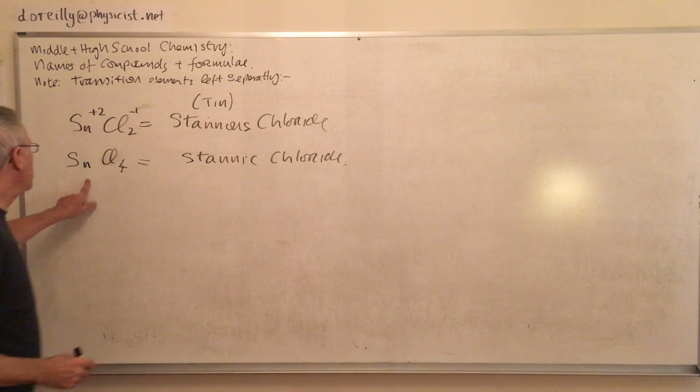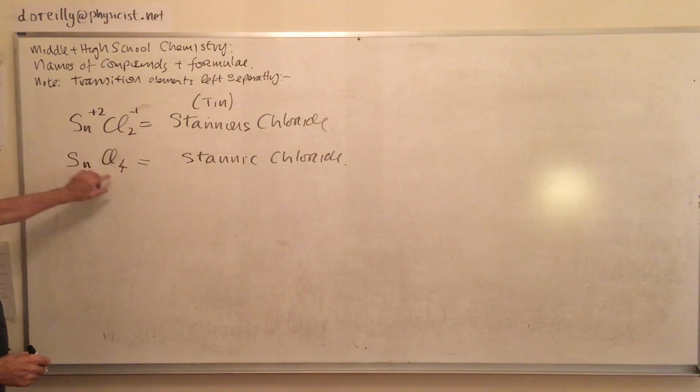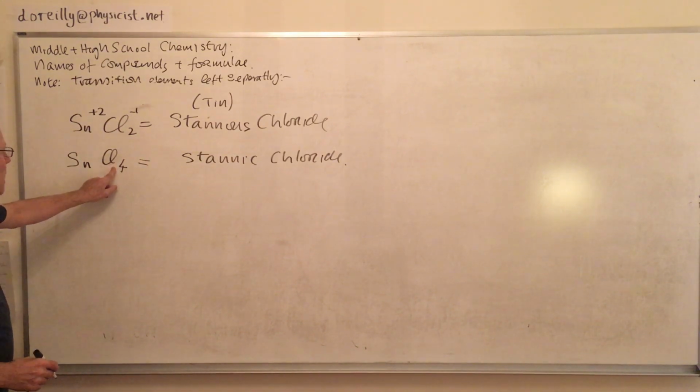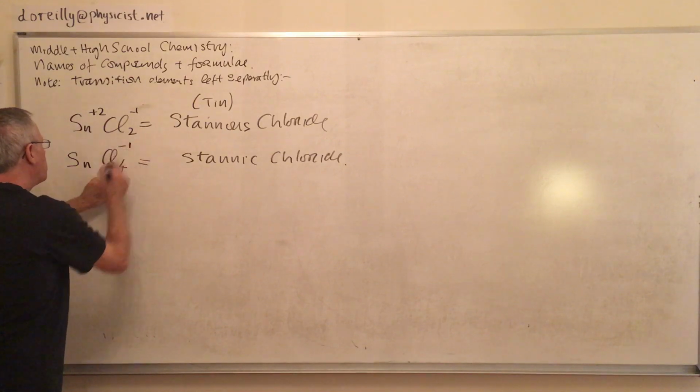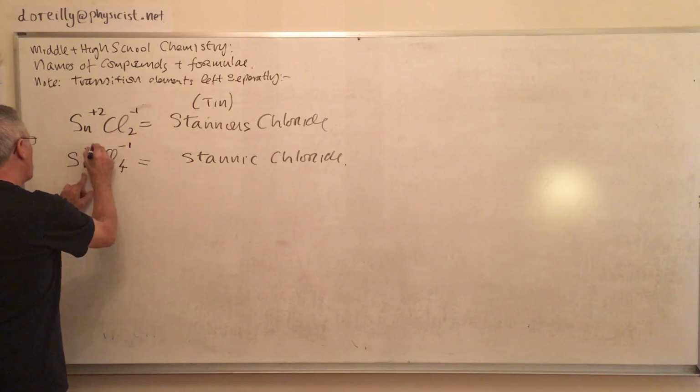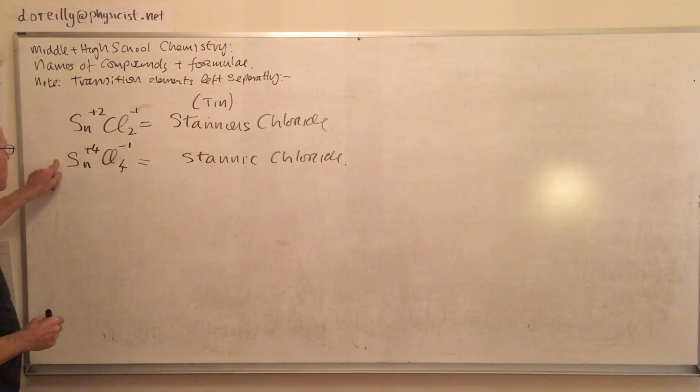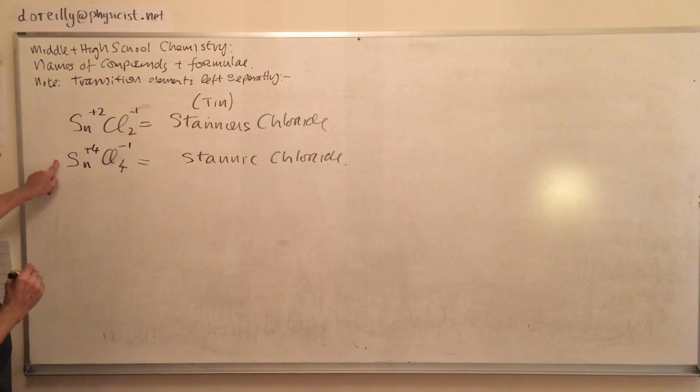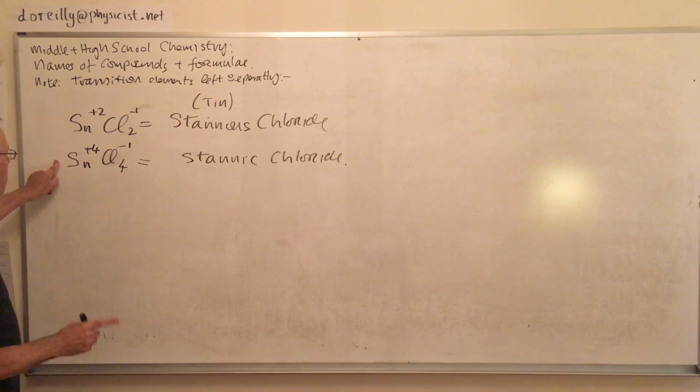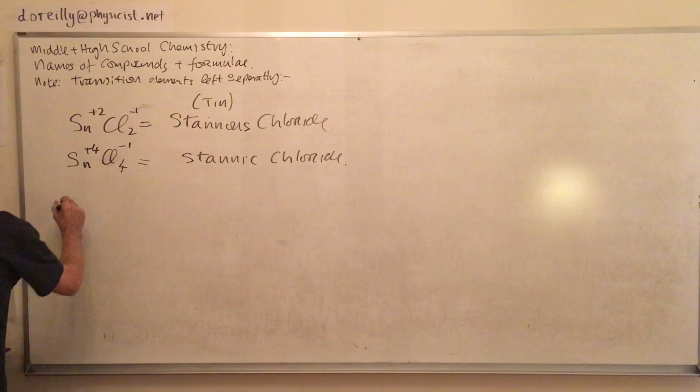We ask ourselves, what is the valence of tin in this particular compound? I'm going to have 4 chlorines, each with a -1, so this must be +4. So it's got a different valence than the previous ones. This happens with the transition metals. Let's do another one.